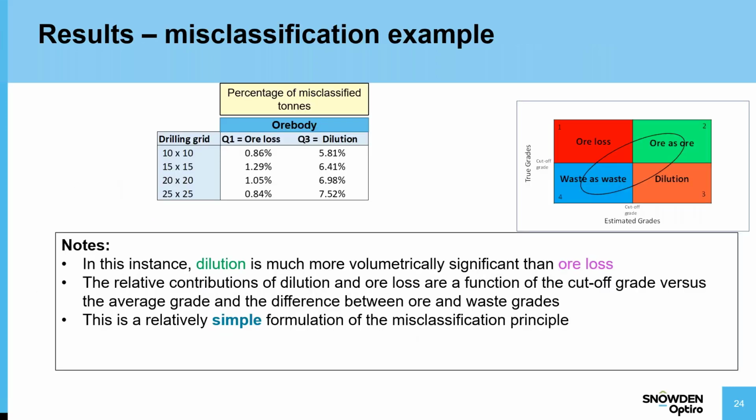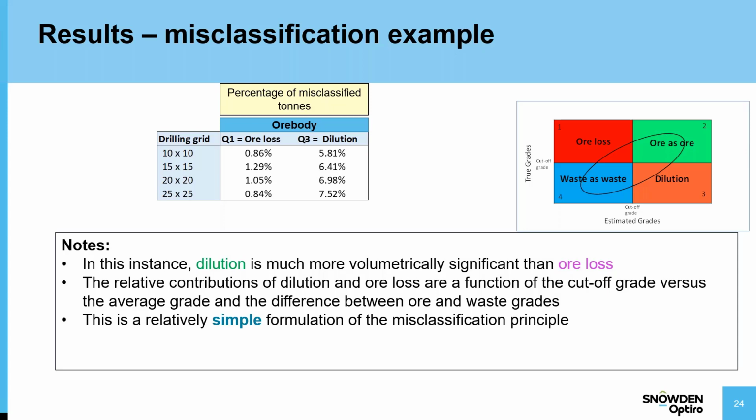So here's some other information. We can also look at the percentage of the total tons that are misclassified. Remember, we're looking at these 2 quadrants, ore loss and dilution. Here are the various drilling grids, and here's the proportion of the total tonnage, not metal, but the total tonnage, that is misclassified. You can see that when we have a 10 by 10, the ore loss quadrant is quite small. The dilution quadrant is a bit larger.